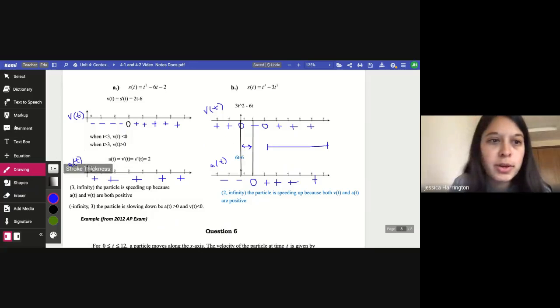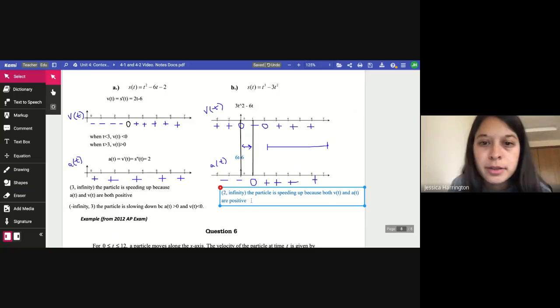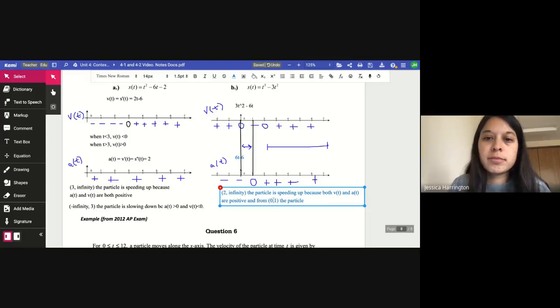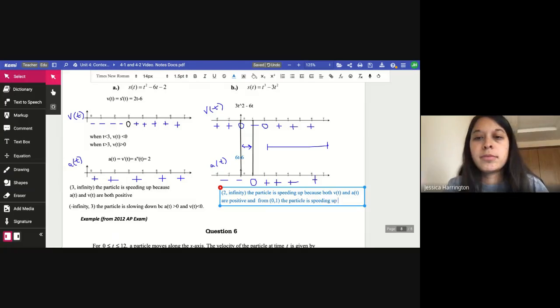So we have one more thing we can write in here. Let me select this. And from 0 to 1, the particle is speeding up. Actually, I'm going to add it here. I'm just going to write the opposite, right? v of t and a of t are negative.